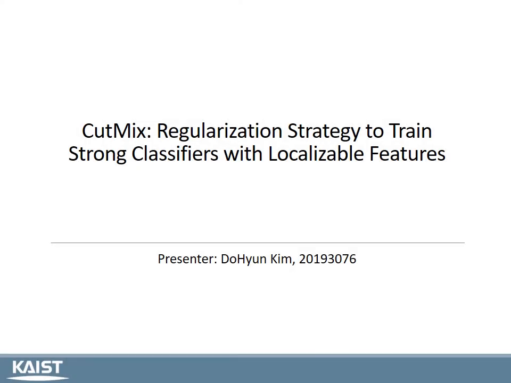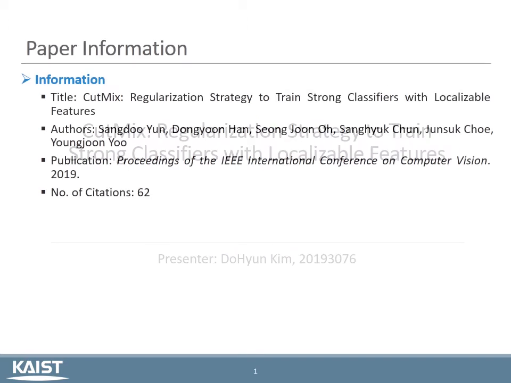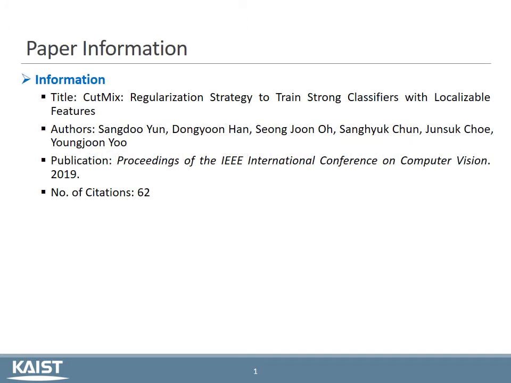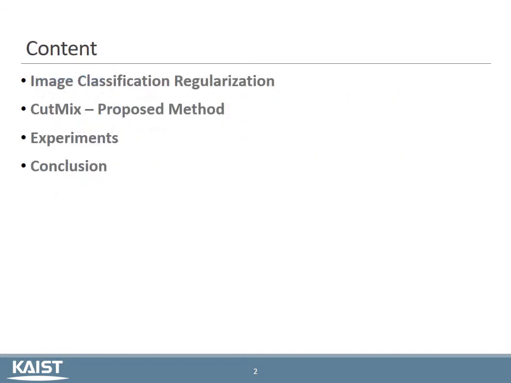The paper that I will introduce is CutMix: Regularization Strategy to Train Strong Classifiers with Localizable Features. This is a paper about an image regularization strategy when training CNNs in various tasks. This paper was accepted at ICCV 2019, and the number of citations today is 62. I'm going to introduce this paper in this order.